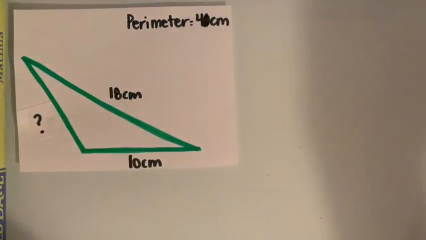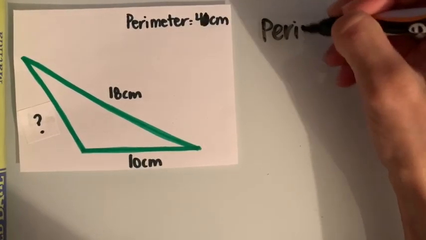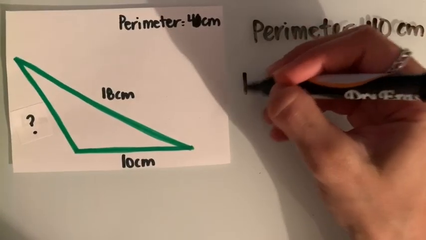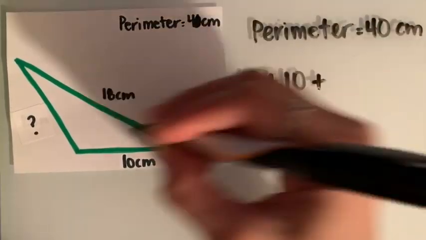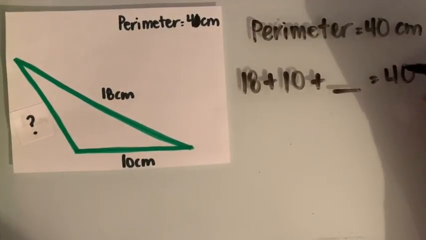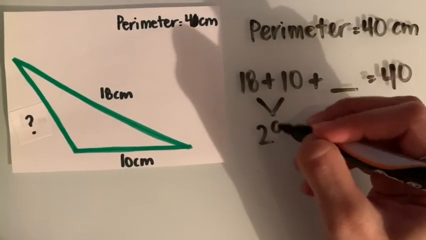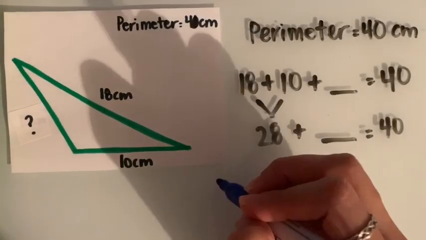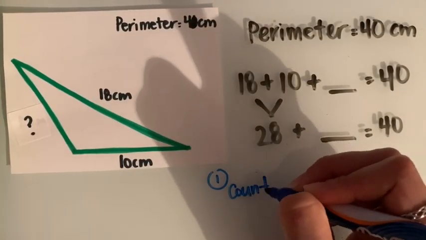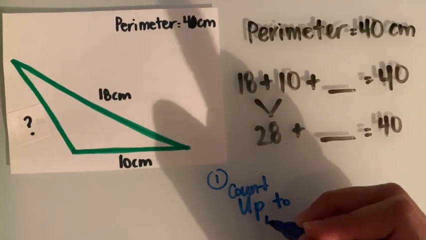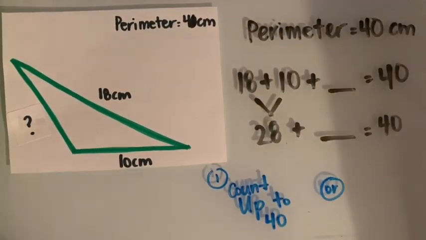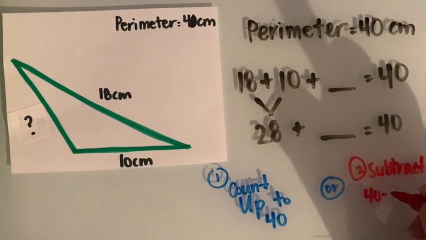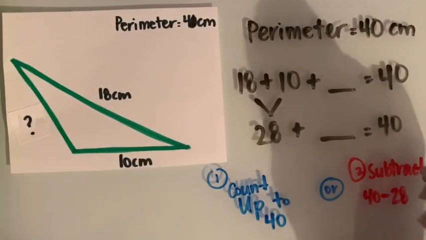For our third example, we have this triangle here. We have two sides that we know and one side that we don't know yet. And our perimeter is already given. Our perimeter is 40 centimeters. We start by writing what we already know. 18 plus 10 plus our missing side equals 40 centimeters. We know that 18 plus 10 is 28 plus our missing side equals 40. Now we can do this two ways. First one is to count up from 28 to 40 to find that missing side. Or we can subtract 40, which is our total perimeter, minus 28, which is a combination of the two sides we already know.